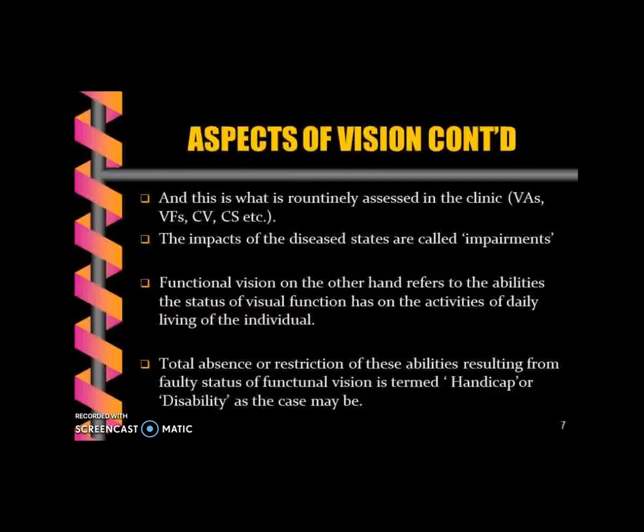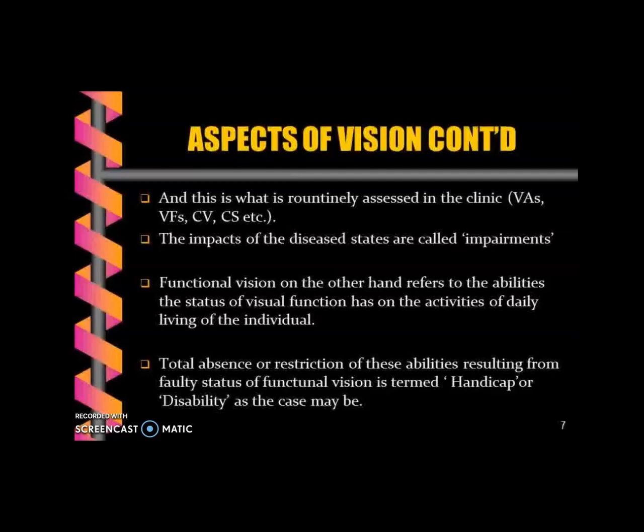So anytime you go to the clinic, or you as an eye care provider want to assess a patient's vision routinely, you ask the patient to read on the screen some test optotypes. So what you are recording is visual acuity, and that visual acuity is actually a measure of visual function. Now, the impact of the disease states are called impairments.